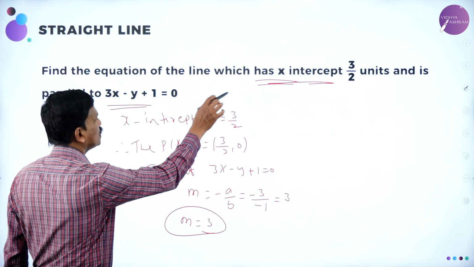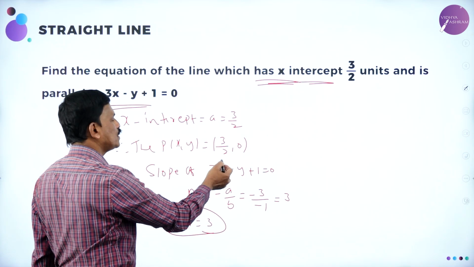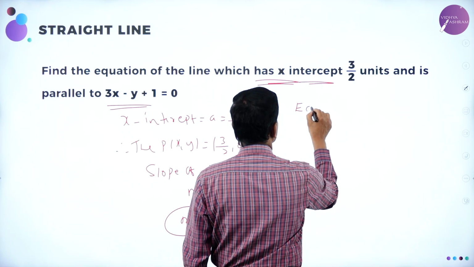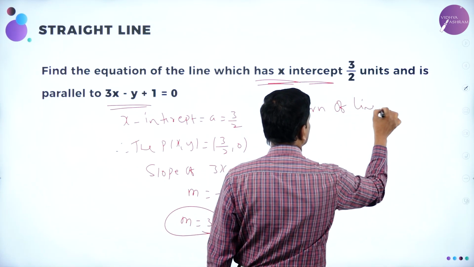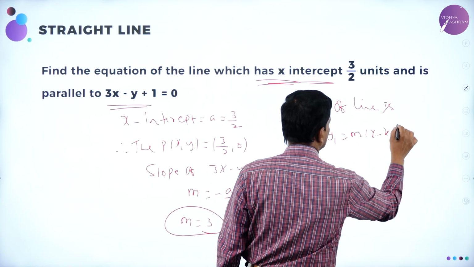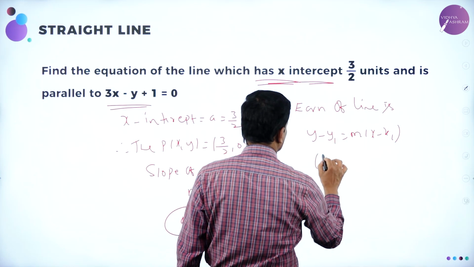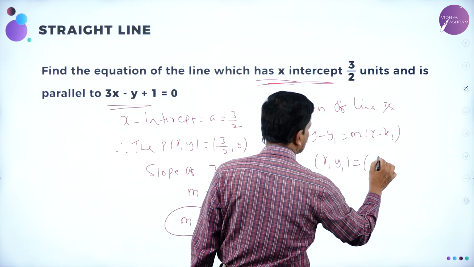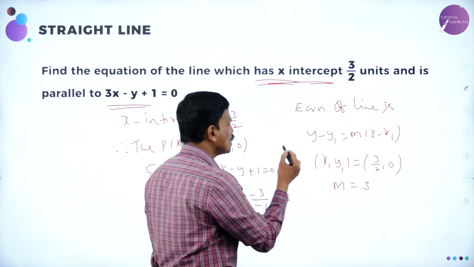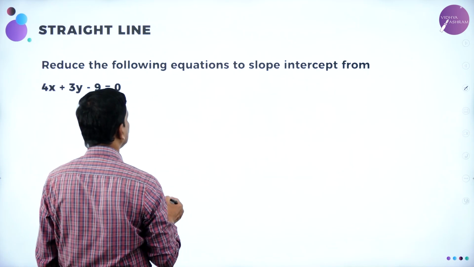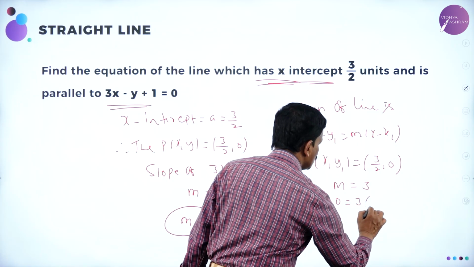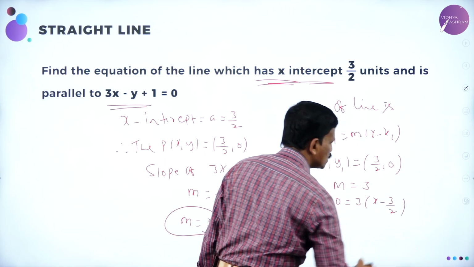So that means the equation of a line which has intercept as 3 by 2 and is parallel to the given line is, the required equation of line is y minus y1 is equal to m into x minus x1. What is x1, y1? x1, y1 is nothing but (3 by 2, 0), and what is the slope? m is equal to 3. Substitute here. What will you get? y minus y1 is 0, m is 3 into x minus x1 is 3 by 2.